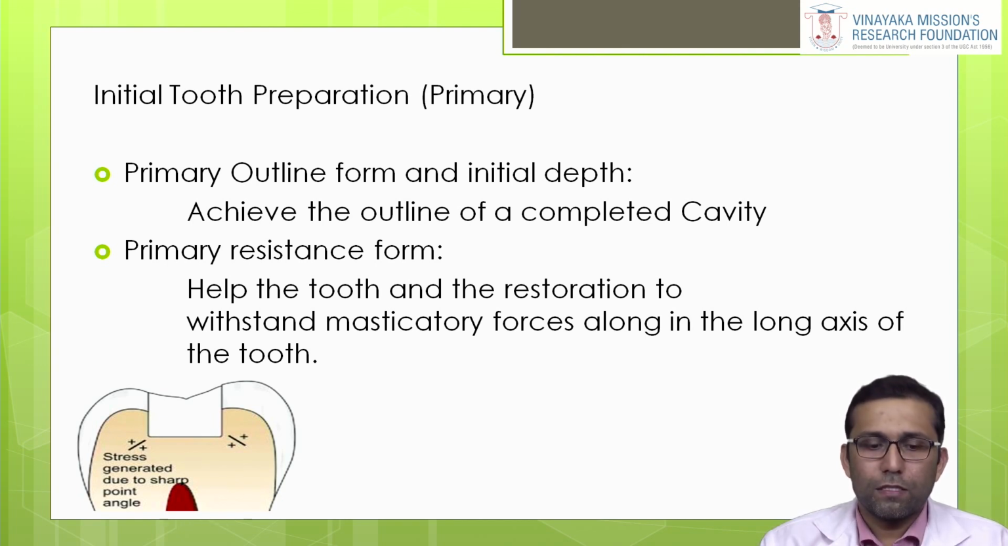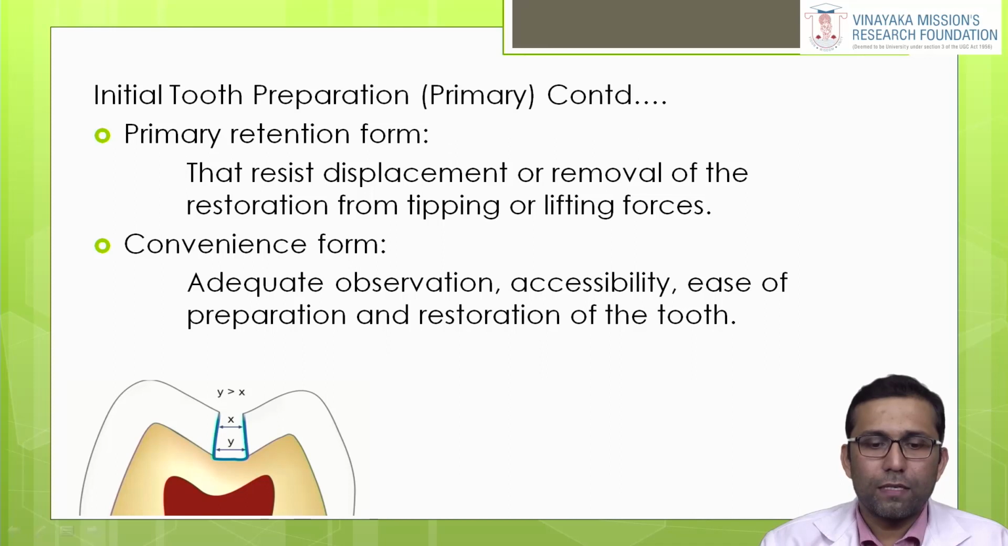And there is the primary resistance form. It helps the tooth and the restoration to withstand the masticatory force along the long axis of the tooth. Whereas primary retention form resists the displacement or removal of the restoration from tipping forces or lifting forces, that is, away from the long axis of the tooth. Now convenience form: whatever cavity we prepare, if you are not able to restore it adequately, then it is not a convenience form.